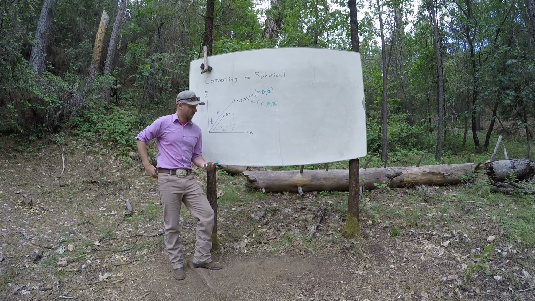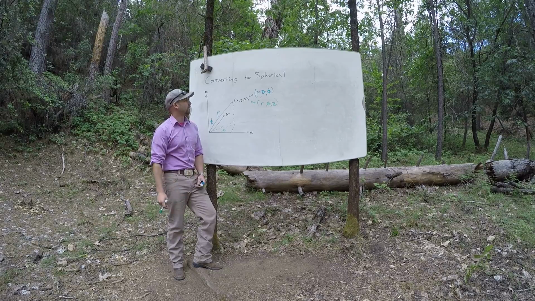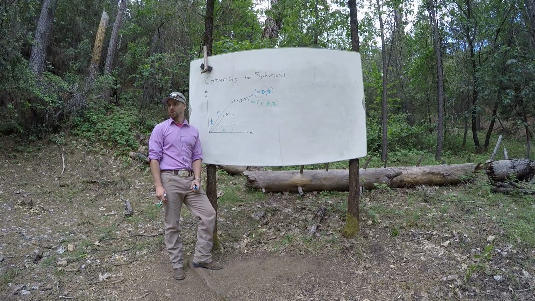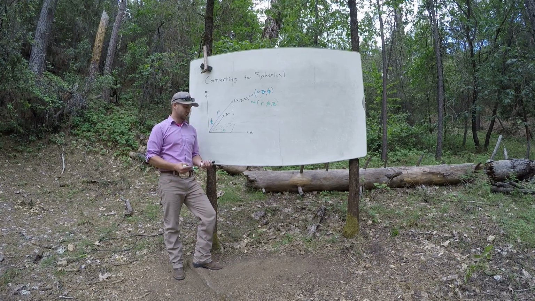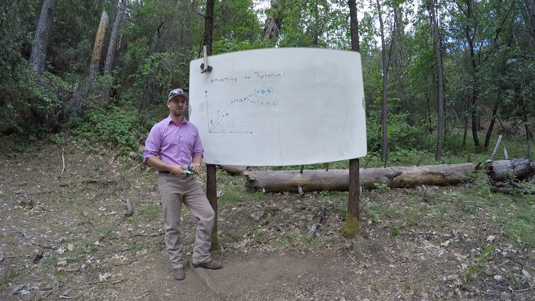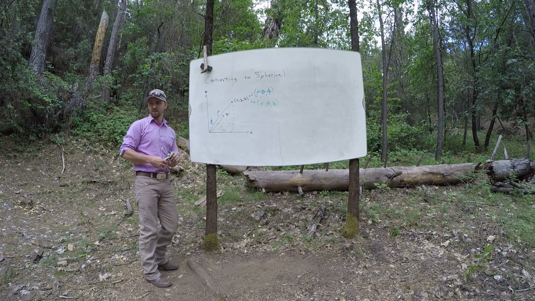Okay, so my conversions for cylindrical are relatively easy. They're just the conversions for polar in x and y, and then z is z. Pretty good with that? How about the conversions to spherical? This one might take more thought.